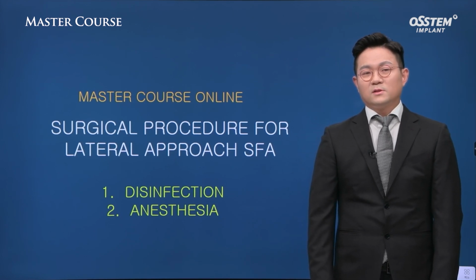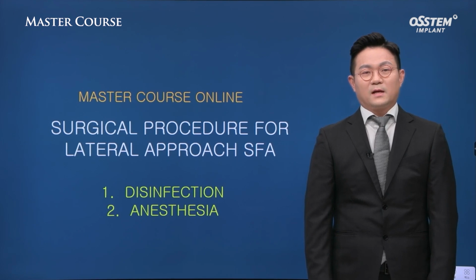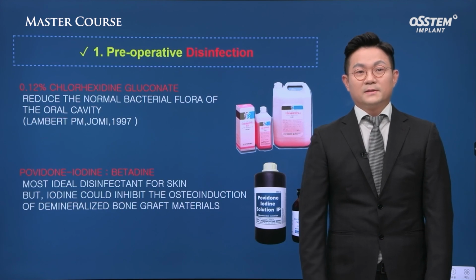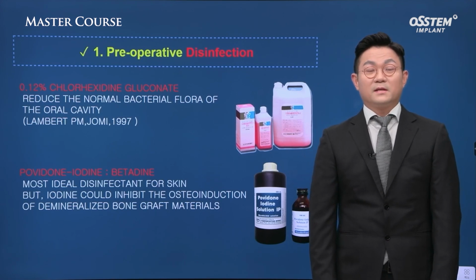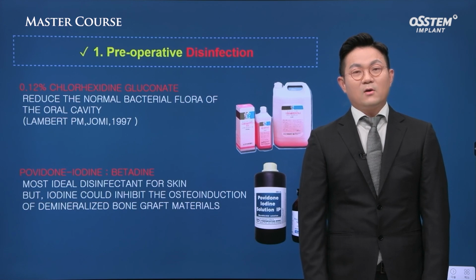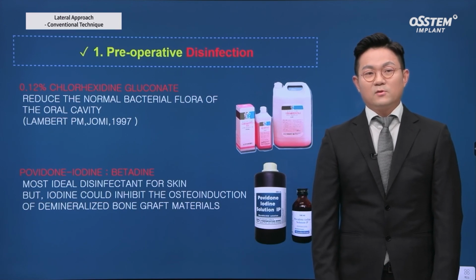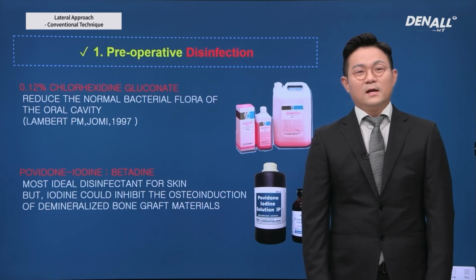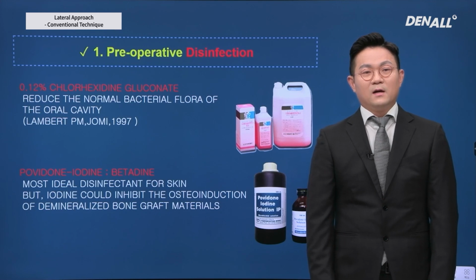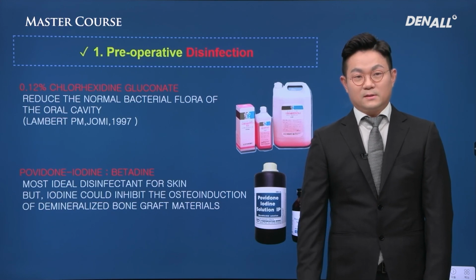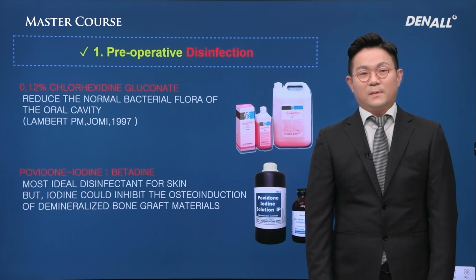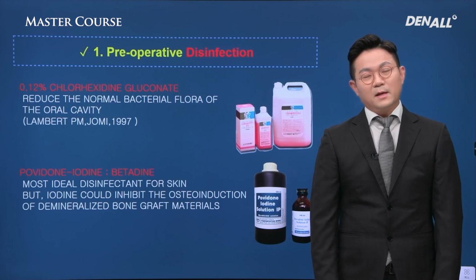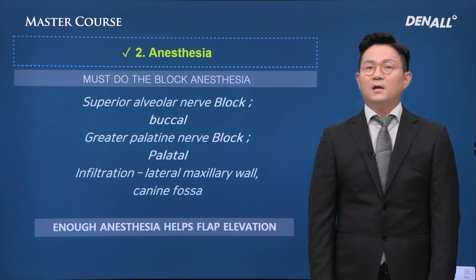So the first step is disinfection followed by anesthesia. Before operation, you do a lot of disinfections, and chlorhexidine would be the most popular approach. Through goggles or gauze, you put in chlorhexidine to effectively remove the bacteria in the mouth. Sometimes iodine, like betadine, is used. But skin disinfection might be effective, but it's not often used orally.